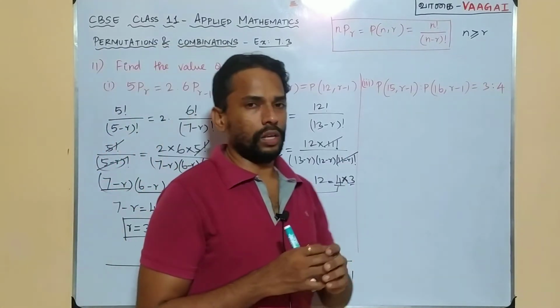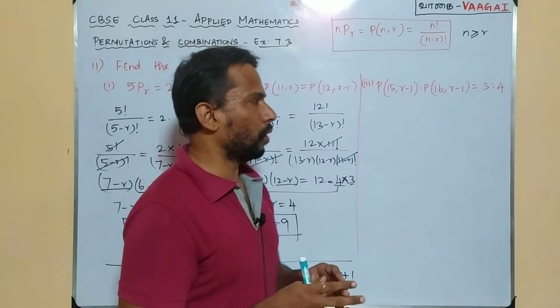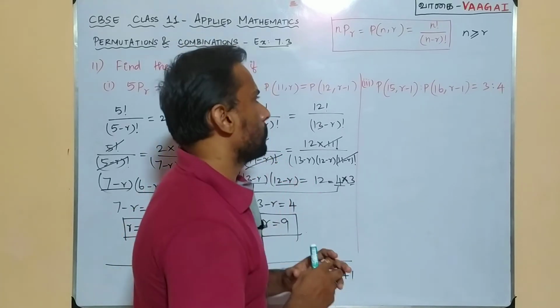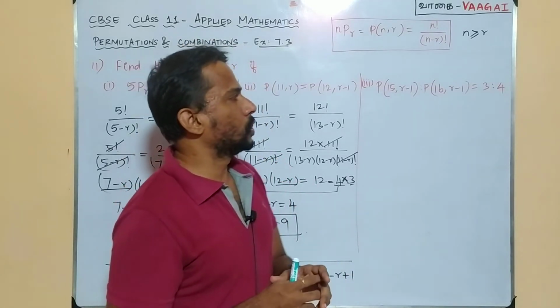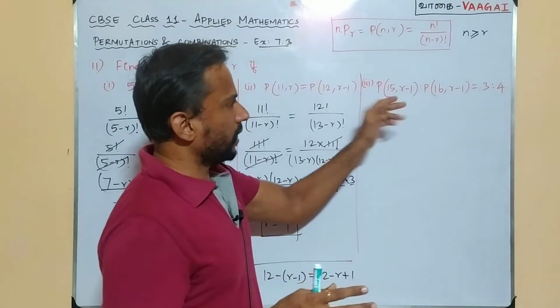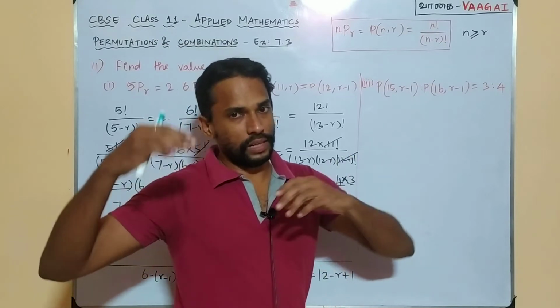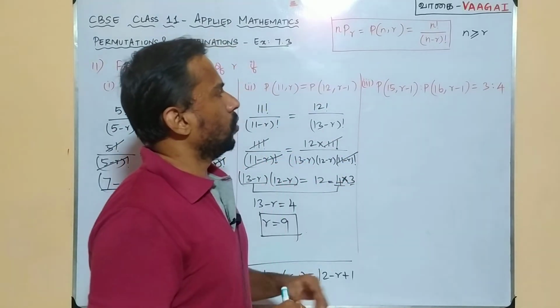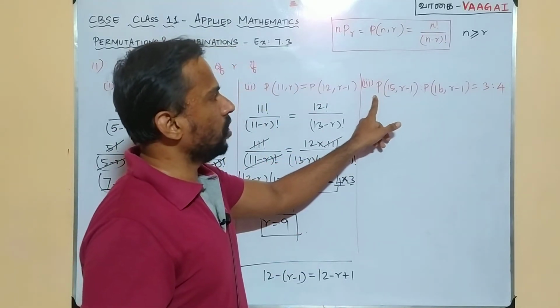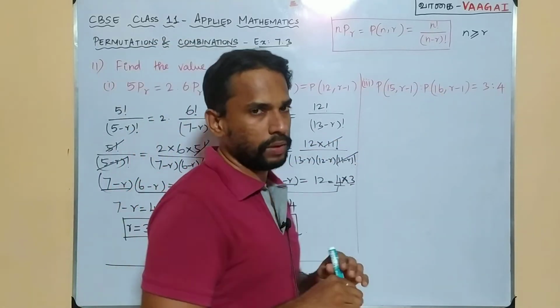Now coming to the third one, here we have to do this problem in a little careful way. So here we have this problem based on ratios. So since we have ratios, we have to remember the division process. So here we have P of 15 comma r minus 1. So that can be rewritten as what?